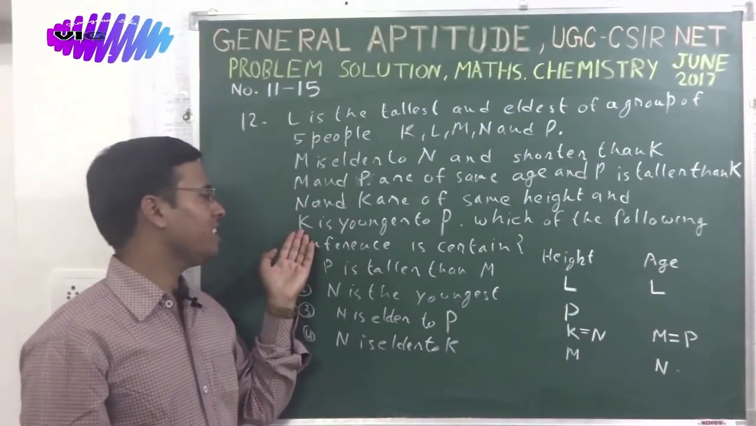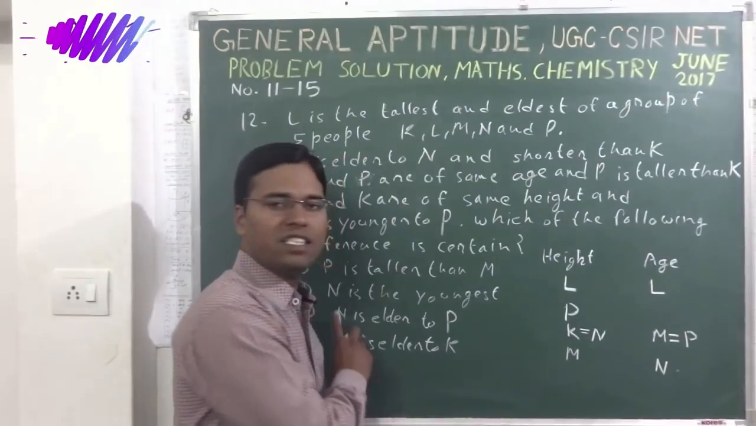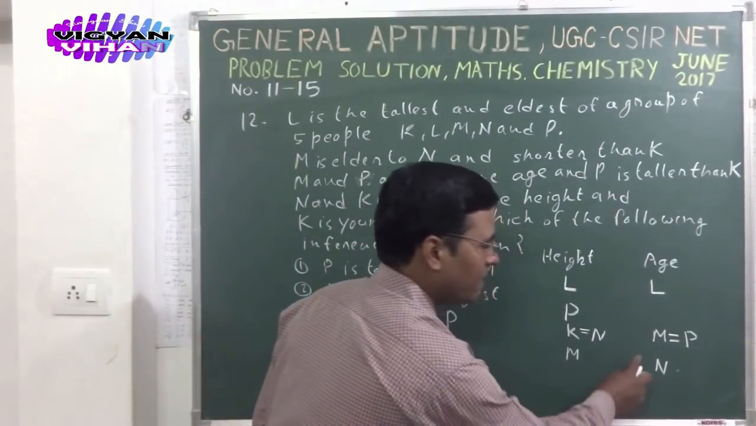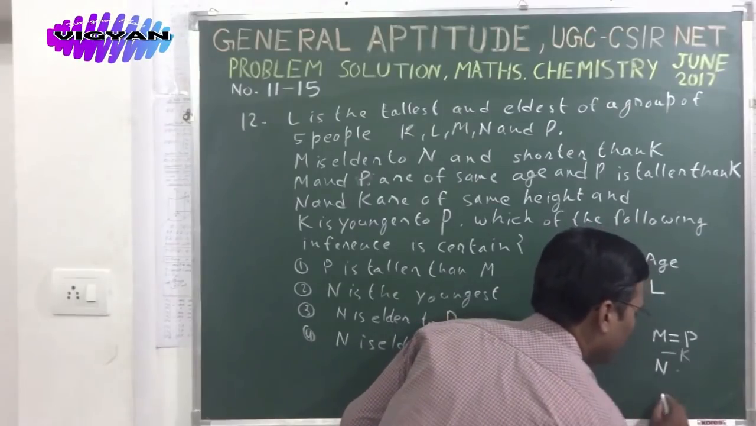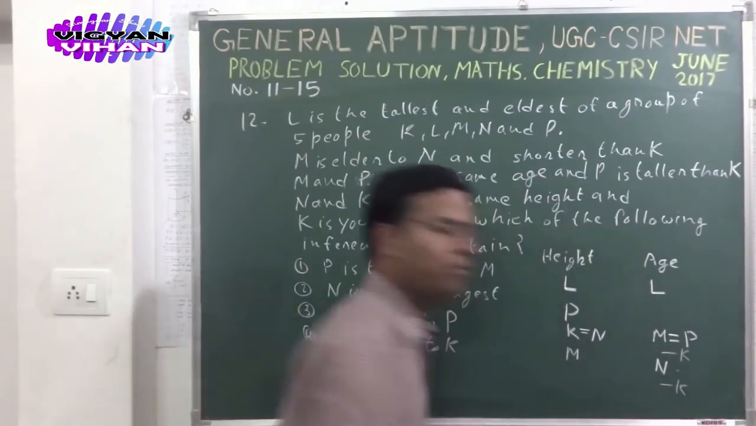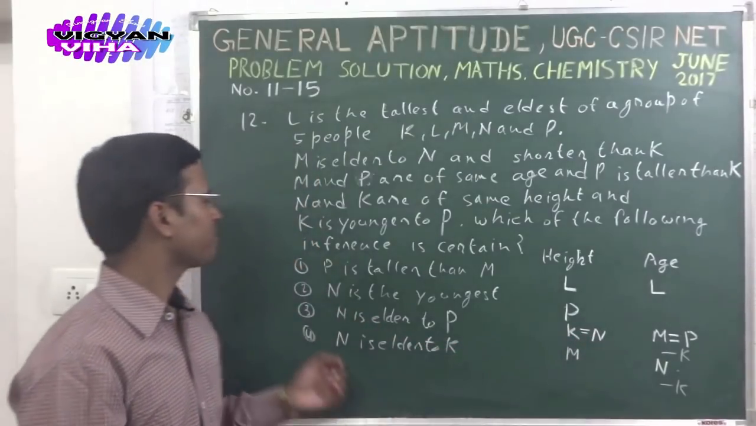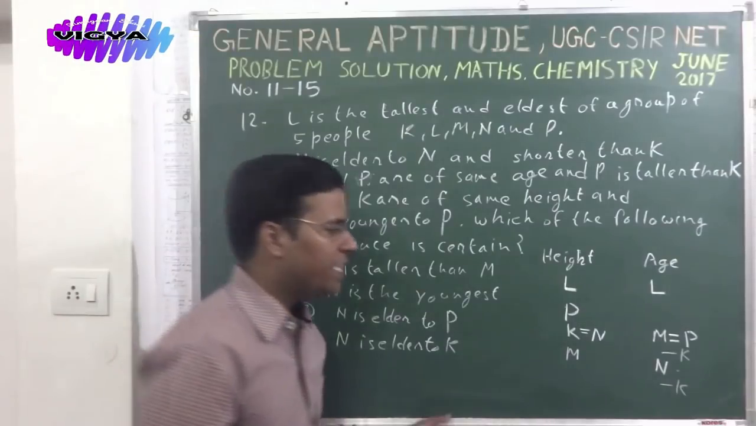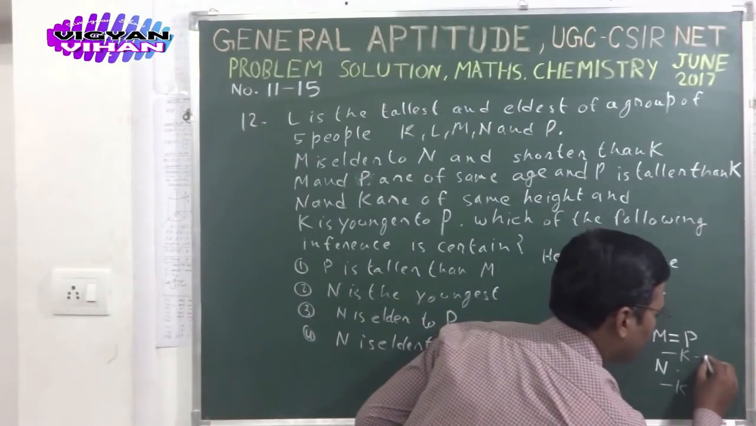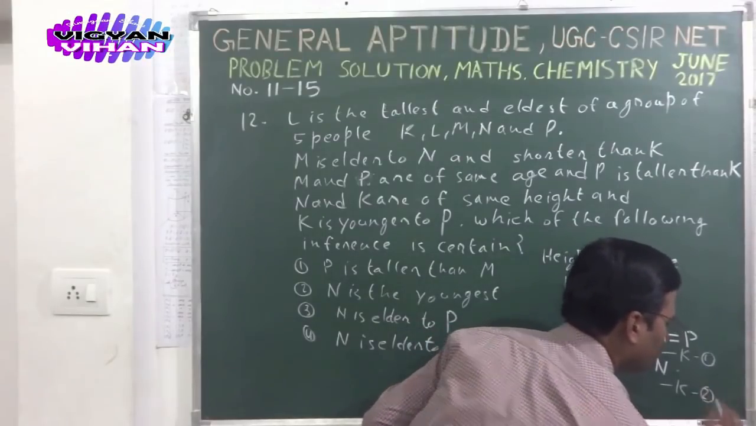From the last condition, K is younger than P. So K can be written here or here. In both conditions, K is younger than P. Now, read the given 4 options. We denote the first position of K by 1, the second position of K by 2.